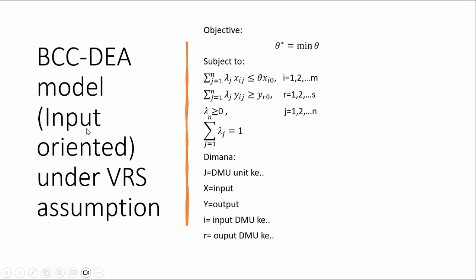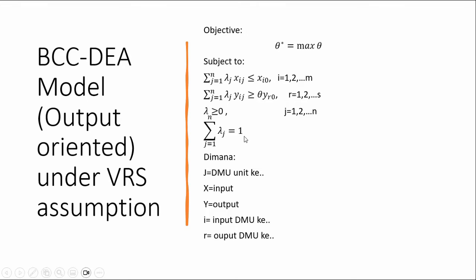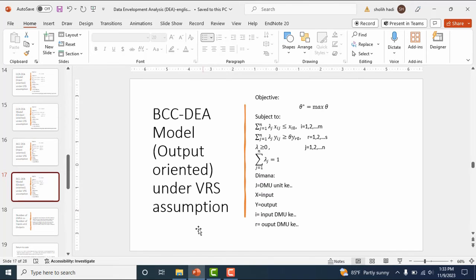This is the BCC model. Actually, the BCC model is similar to the CCR model, but the BCC adds one restriction: the sum of the lambda is 1.